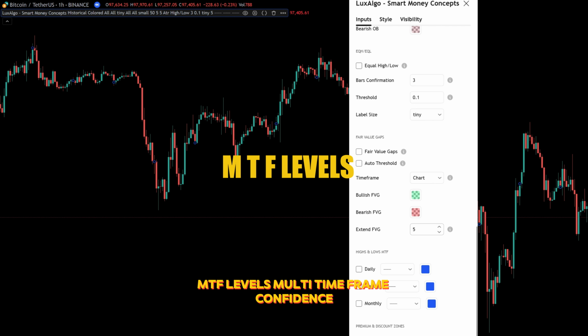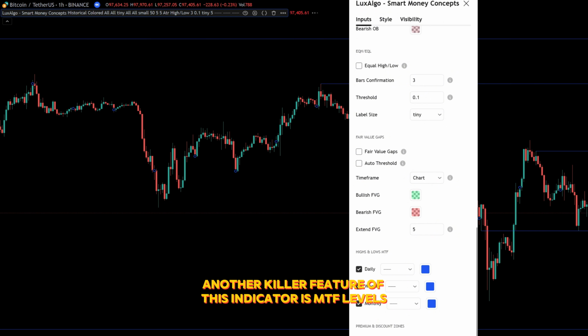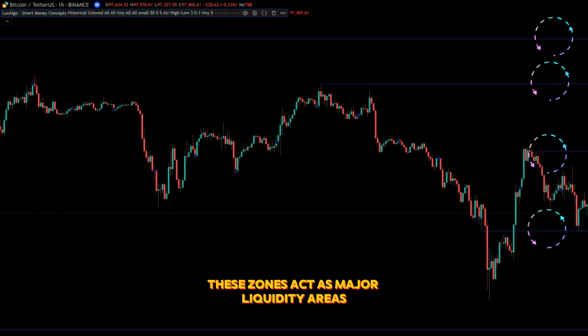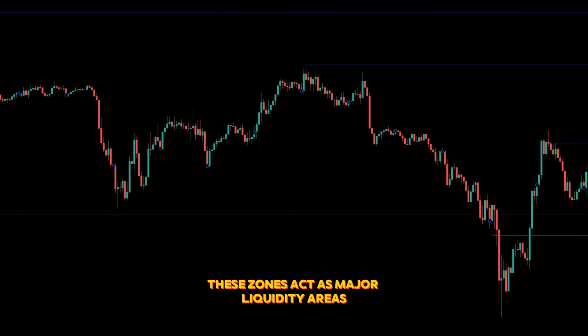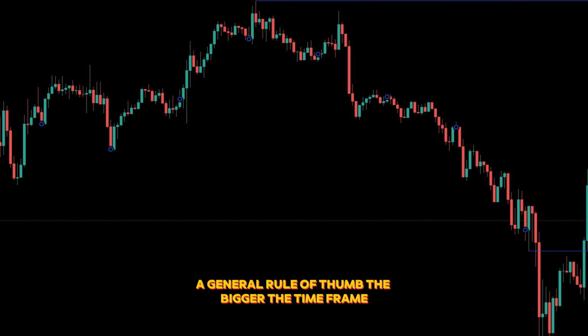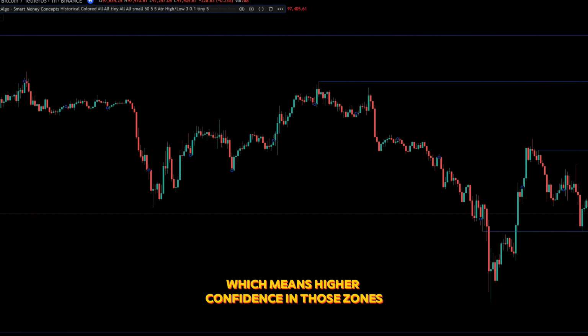MTF levels, multi-time frame confidence. Another killer feature of this indicator is MTF levels, short for multi-time frame levels. You can turn these on and see daily, weekly, and monthly highs and lows. These zones act as major liquidity areas and can provide excellent trading opportunities. A general rule of thumb: the bigger the time frame, the less prone to manipulation the level is, which means higher confidence in those zones.